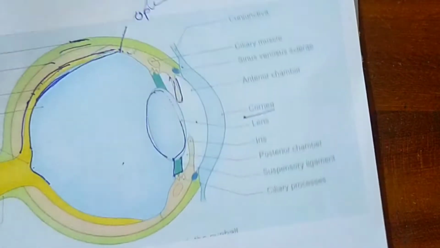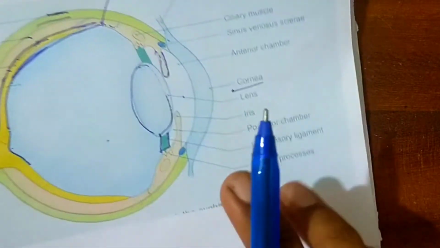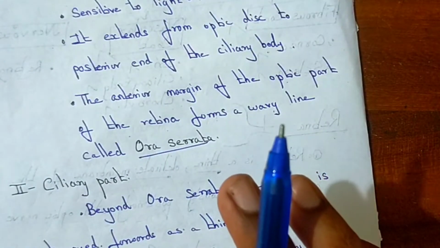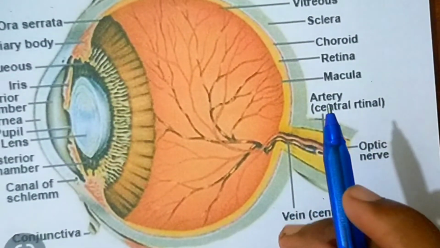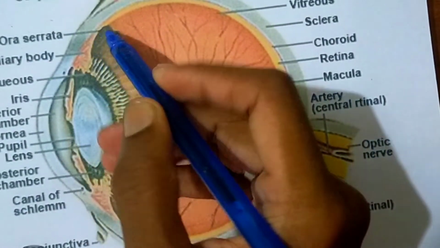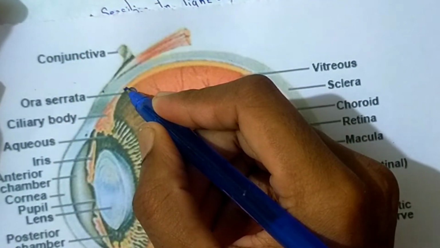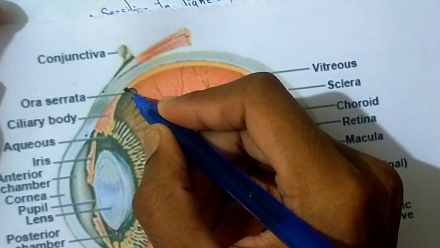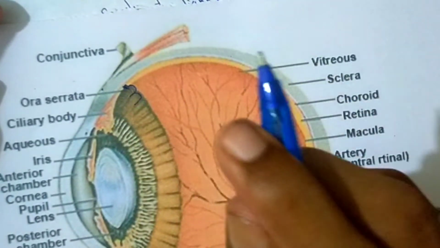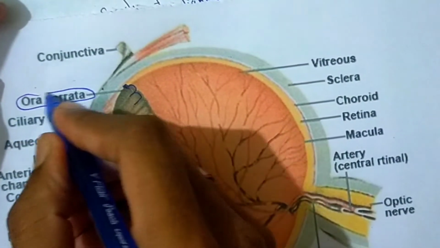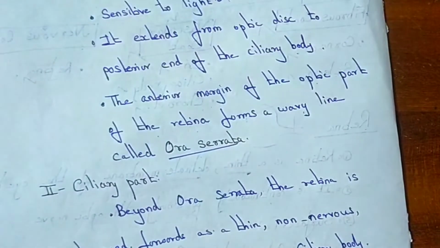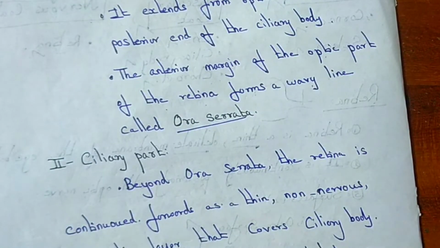The ora serrata is not clearly visible in this picture. Let me show you another picture. Okay, here you can see the ora serrata. This is the anterior margin of the optic part of the retina, which forms a wavy line, and this is called the ora serrata. Got it.